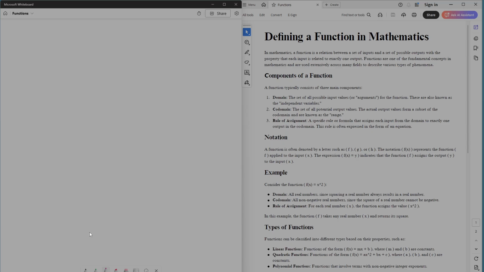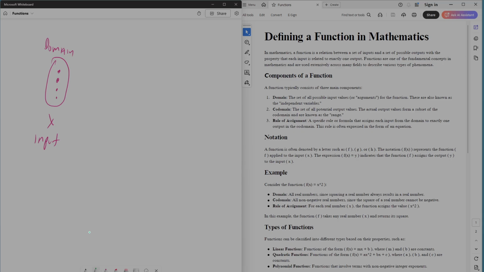So a function typically consists of three main components: the domain, which is the set of all possible input values or arguments for the function. These are also known as the independent variables. So we have some values here, and we call them x's, for example, for input, and this will be the domain of the function.